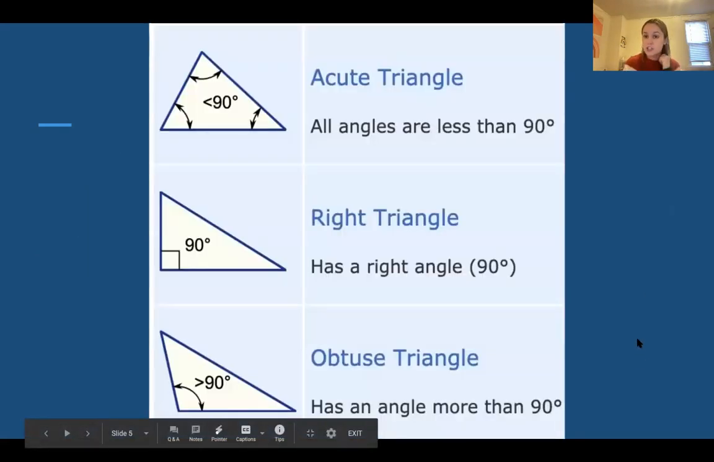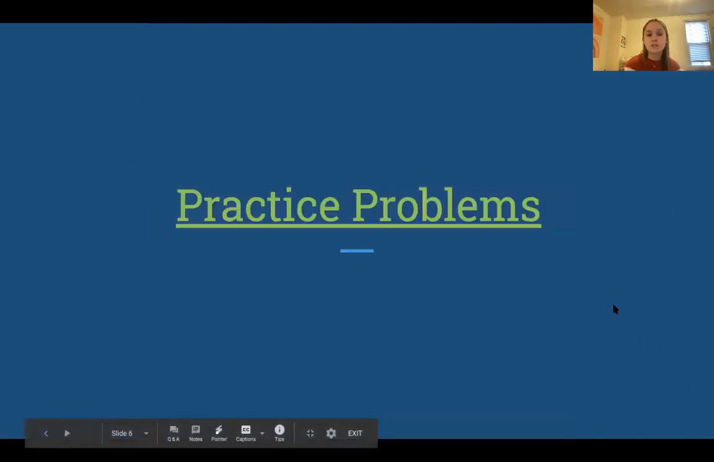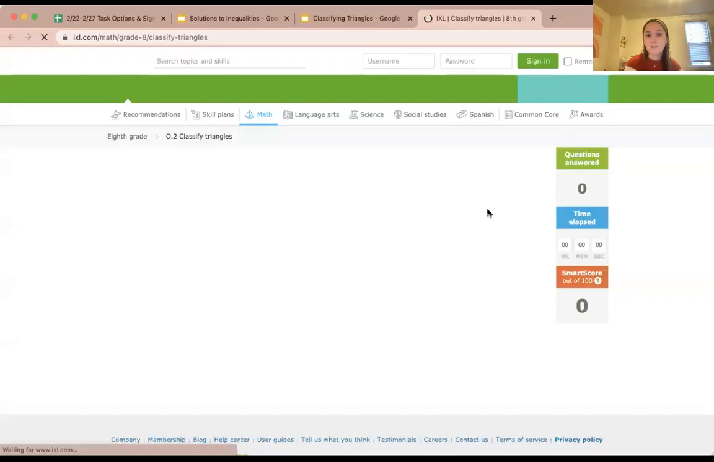We also can classify triangles based off what the angles are. An acute angle is anything less than 90. And if you make an L with your hand, you have a 90-degree angle here. So anything smaller is acute, and anything larger is an obtuse angle. And if it's exactly 90 degrees, that is considered a right angle. So we'll do some practice problems.